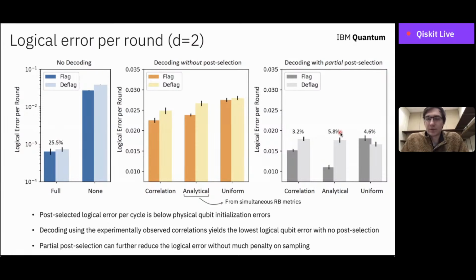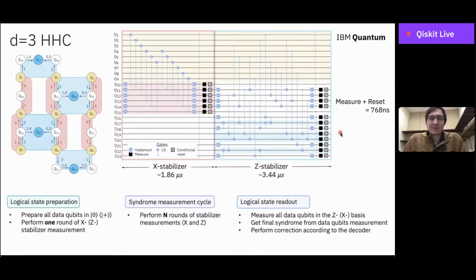So these are our results for the d=2 experiment. And now I'm going to move on to the d=3 quickly. We have about 5 minutes left. Here's the d=3 circuit. It's just a bunch of copies of the d=2 circuit, so I'm not going to spend too much time here.